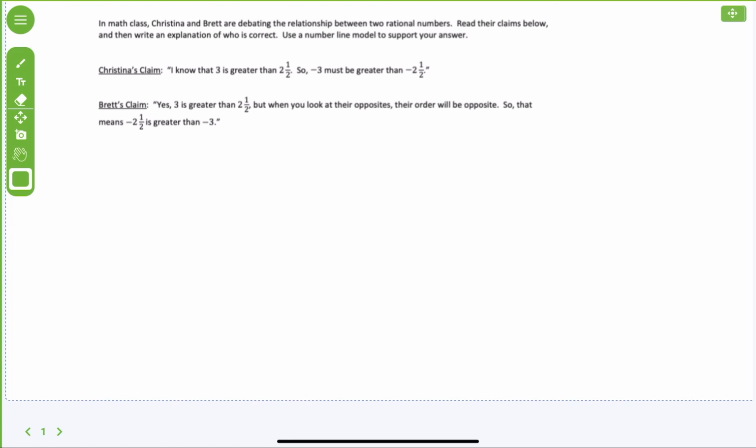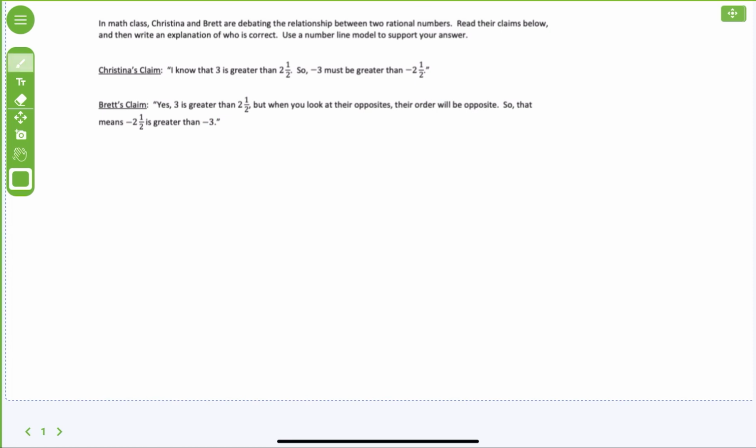Yolan says no. Celine says no. Okay? Let's see what Brett's got to say. Yes, 3 is greater than 2.5, but when you look at their opposites, their order will be opposite. So that means negative 2.5 is greater than negative 3. Brett is correct. Everybody agree that Brett is correct?